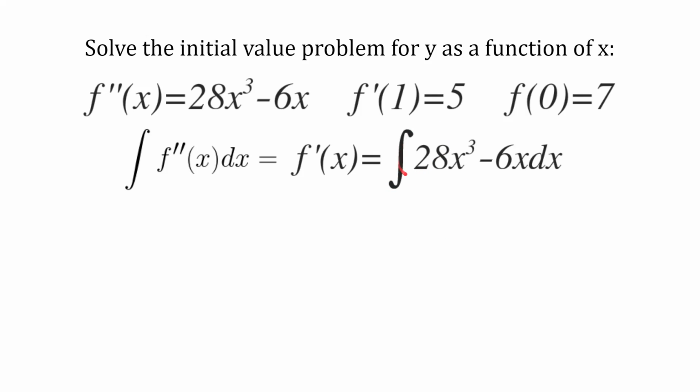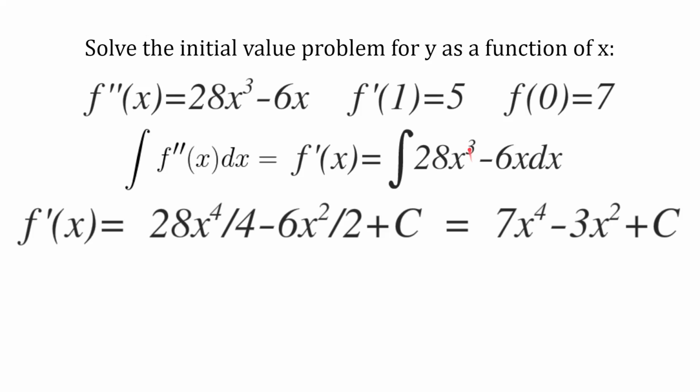To take this antiderivative, first we're going to use the power rule because we have a polynomial right here. How this works is we raise the exponent on each term by 1 and then divide by that new exponent. So we raise x cubed to x to the fourth and divide by 4. And the same for the minus 6x term: we raise it to x squared and divide by 2. When this is all simplified, we get f prime of x equals 7x to the fourth minus 3x squared plus c, the constant of integration.